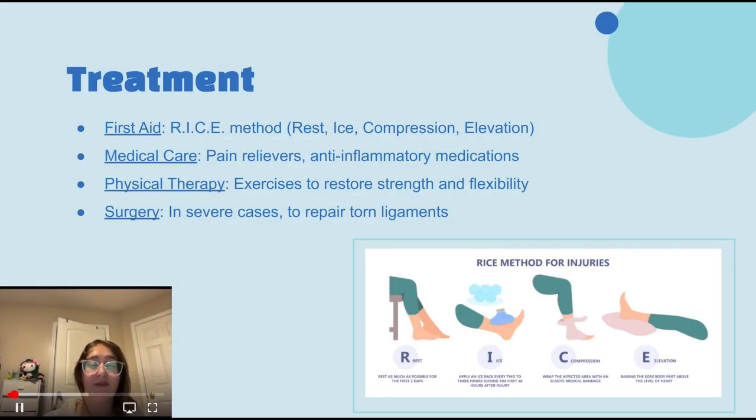Okay, so let's look at treatment for sprains. For treatment, we have first aid, medical care, physical therapy, and surgery. For first aid, there's the RICE method, which is rest, ice, compression, and elevation, which is also the picture to the right. It shows the RICE method for injuries. Then we have medical care, which involves pain relievers and anti-inflammatory medications. Then we have physical therapy, which can look like exercises to restore strength and flexibility. Then finally, we have surgery, which in severe cases is to repair torn ligaments.